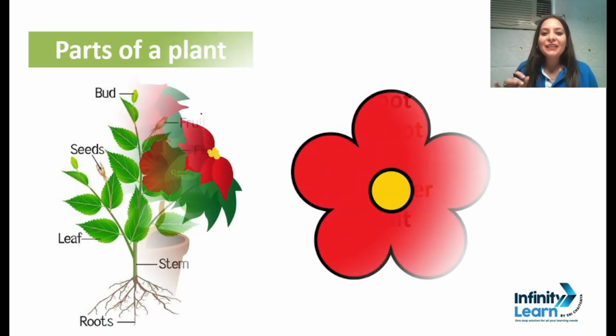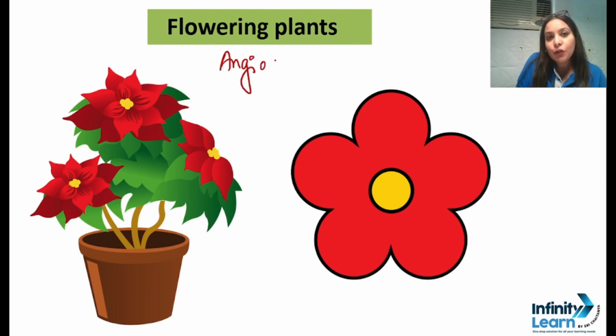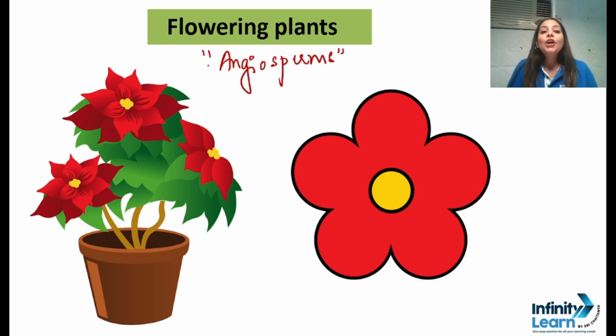Now we are going to study the flowering plants. Flowering plants are those which have flowers on them, and we also address them as angiosperms. So all the plants with flowers fall in the category of angiosperms. And if I talk about reproduction, that is the process by which they can form a new plant, the reproductive part of the plant here is the flower.